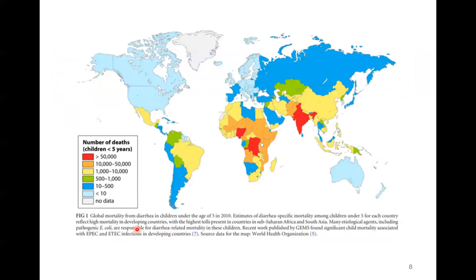So this picture shows us the global mortality from diarrhea in children under the age of 5 in 2010. And as you can see, the hotspot countries are in the Asian and African continents. So you also have, apart from the hotspots, you can see that the death rate in African countries and in some Asian countries is also high.